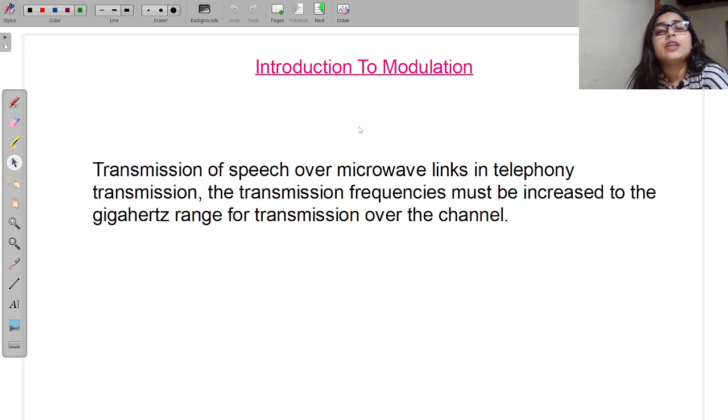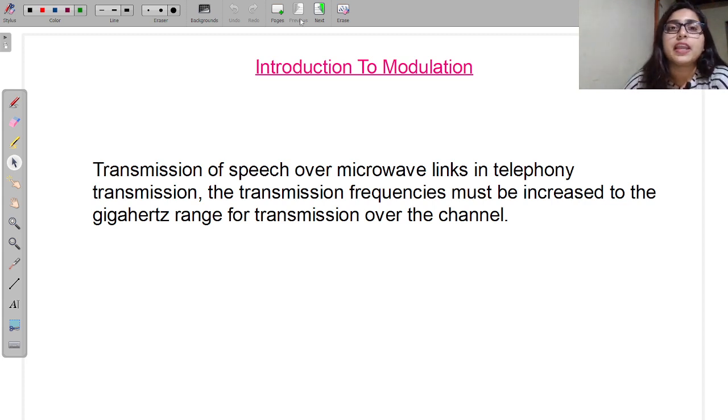All the sinusoidal carrier modulations come under continuous wave modulation. In that we have two types: one is amplitude modulation, another is angle modulation. In angle modulation we have phase modulation and frequency modulation. So let us study amplitude modulation. What is amplitude modulation? It is the process in which the amplitude of the carrier is varied in accordance with the modulating signal.